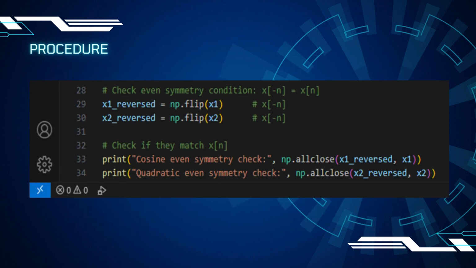After visually checking the plot, we verify the symmetry numerically using Python. This function reverses the signal and gives us the value of x of minus n, or the signal read from right to left. We then compare the flipped version to the original using this function. It also checks whether two arrays are nearly identical in value.